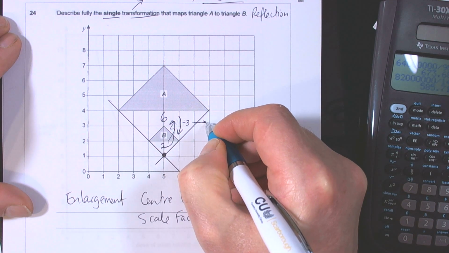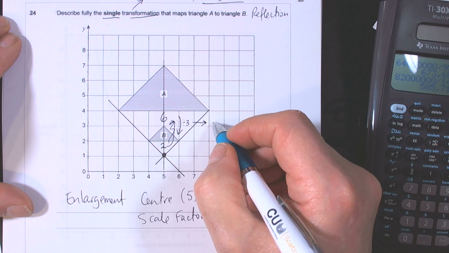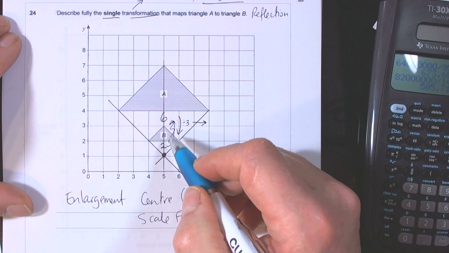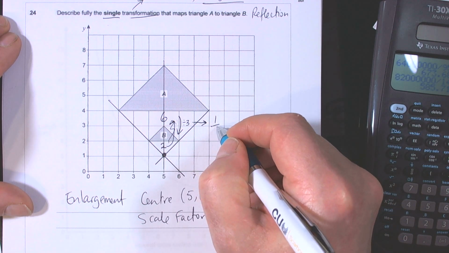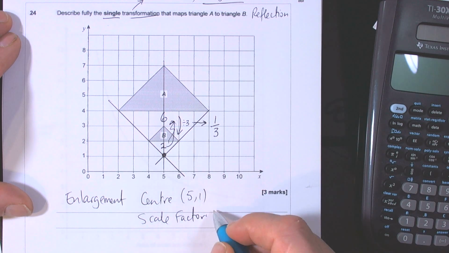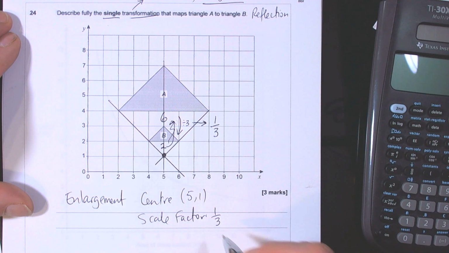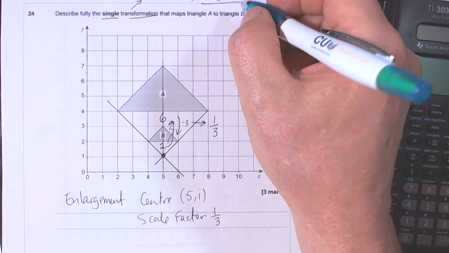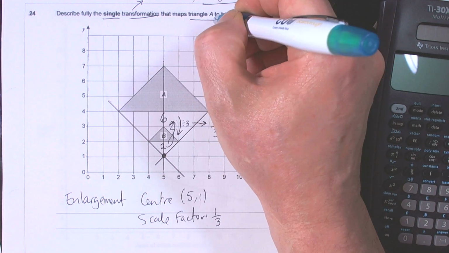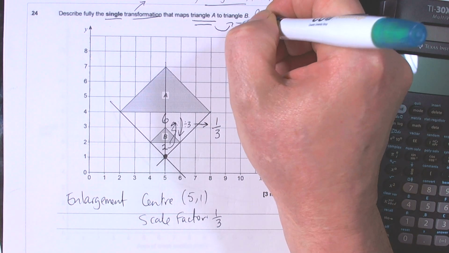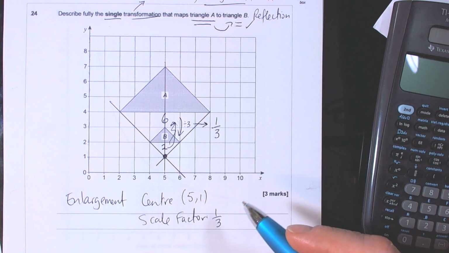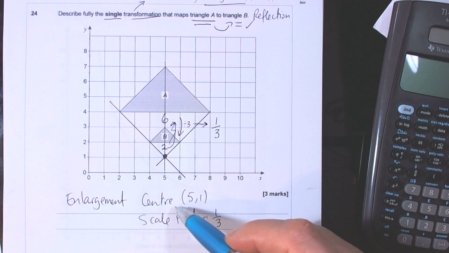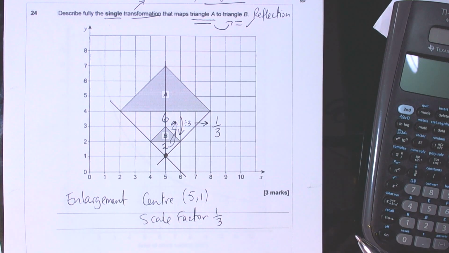So as a scale factor, then we recognise that that's going to be a fraction scale factor because the shape has got smaller. So divide by 3 is the same as taking a third of it. So the scale factor is 1/3. Okay, so it's an enlargement, centre 5, 1, scale factor. We go back through and check we've done what the question wanted. Maps triangle A to B. Yep, we've done that, A to B. And we found it's an enlargement, we've got the centre, and we've done a scale factor.